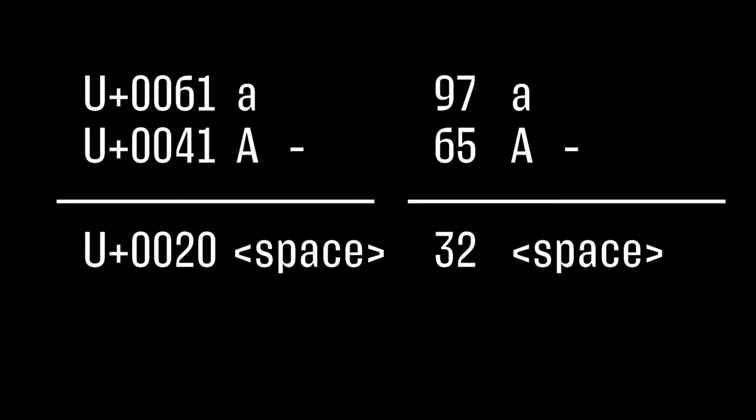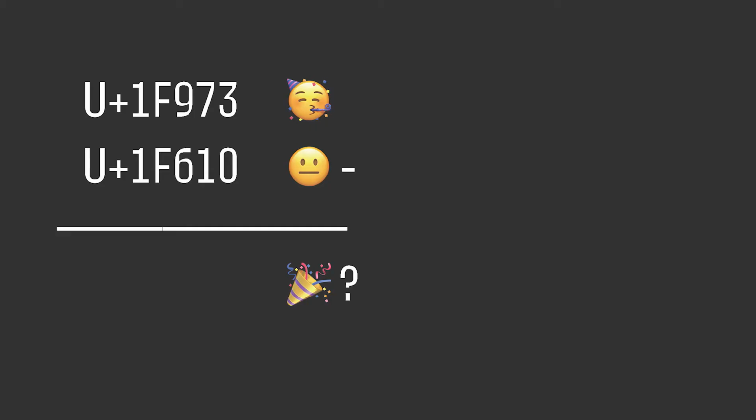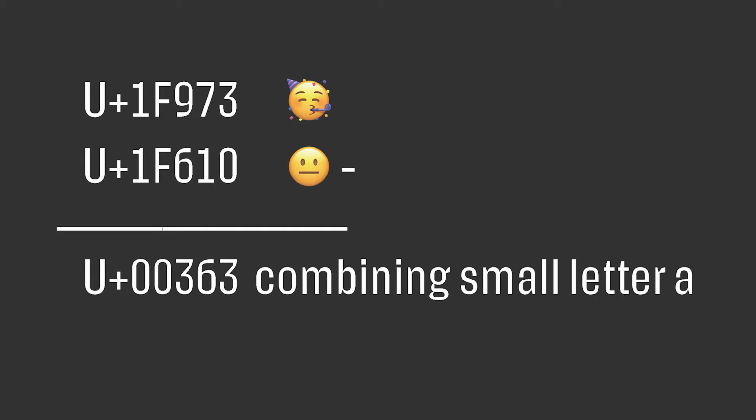Does this work? Do these relationships happen in other parts of Unicode? I thought, let's investigate. So if I take a smiley face with party hat and I subtract a neutral face, do I get party? No, I get 15389. I do not get party, I get combining small letter a, which is not nearly as fun and doesn't have any meaning.